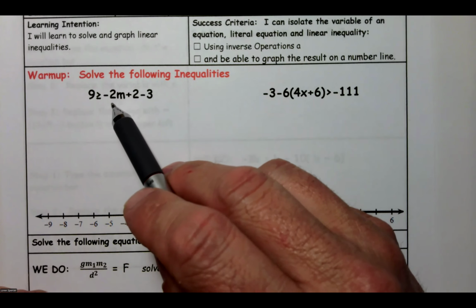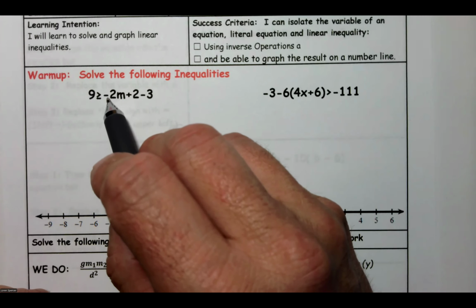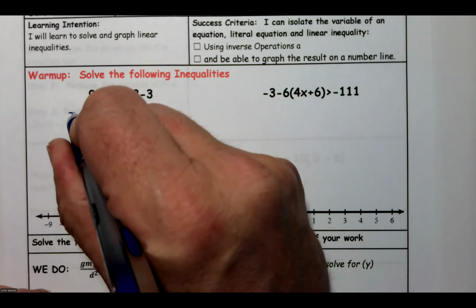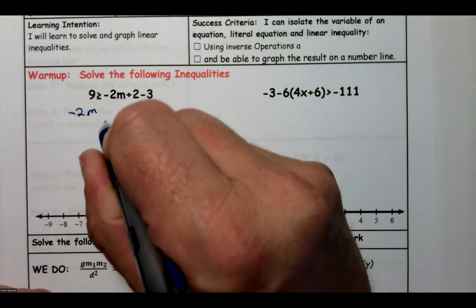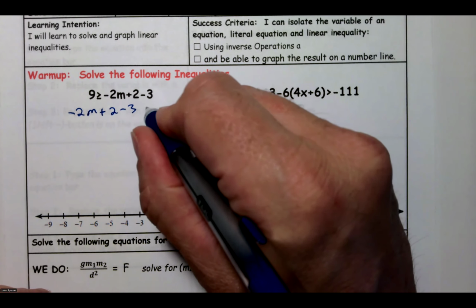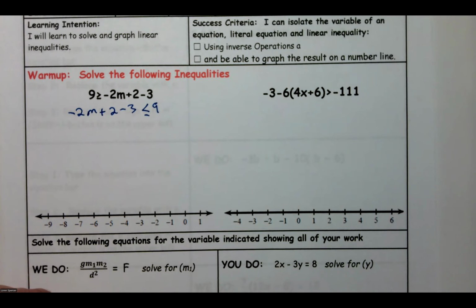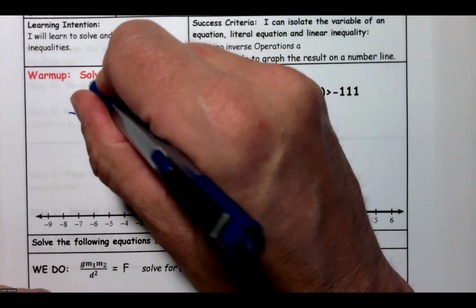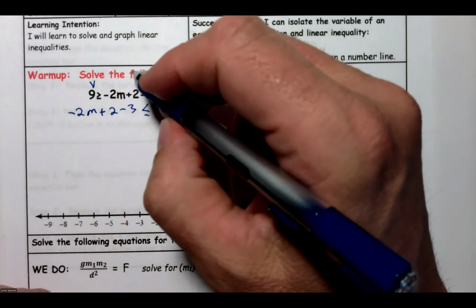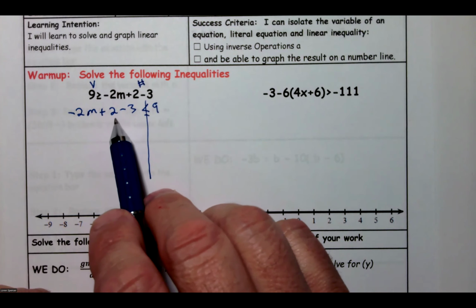So first off, I only have one variable. When I only have one variable, I only have variables on one side. I probably should rewrite this so that the variables are on the left. So I'm going to rewrite this equation, and I have negative 2m plus 2 minus 3, and I have a 9, and I need to flip my inequality because we flipped the entire equation, because ultimately we always want the variables on the left and the numbers on the right when we're doing this. We just find for inequalities, we're more likely to graph it correctly if we do so.